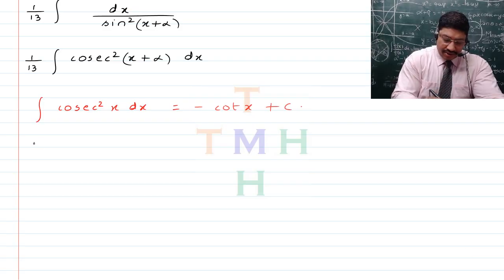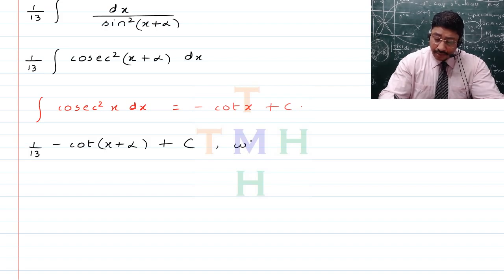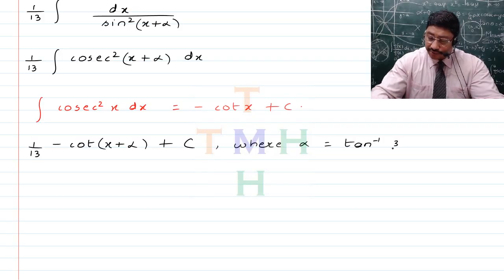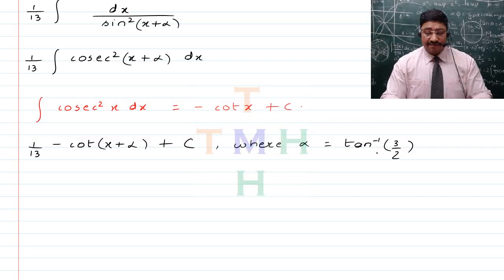So as such, now here you will have 1 upon 13, which is going to be multiplied by the integral of this, which we now know as minus times of cot of x plus alpha, right? And here children, you will add the constant of integration, and you will also write where alpha is equal to tan inverse of 3 upon 2, right? So this is how it is, and this thus will become the final answer, right?